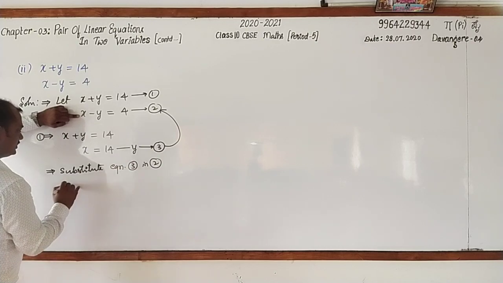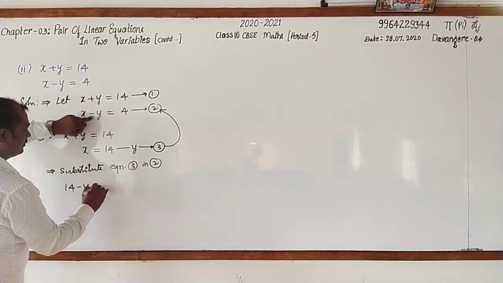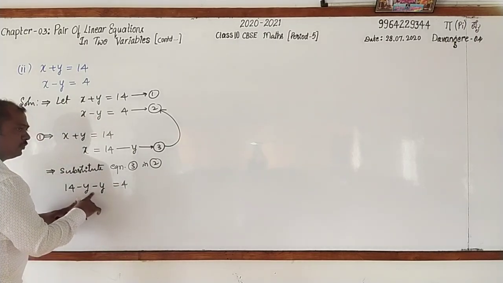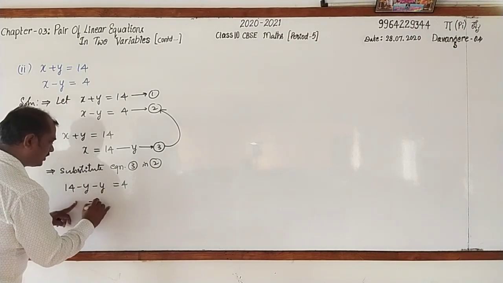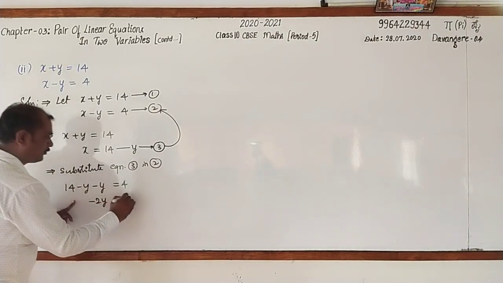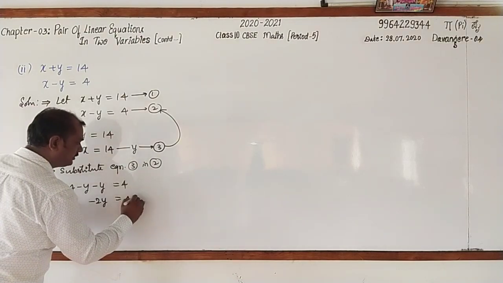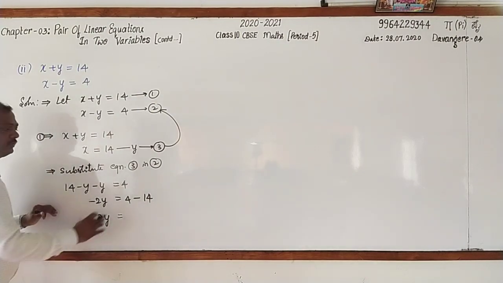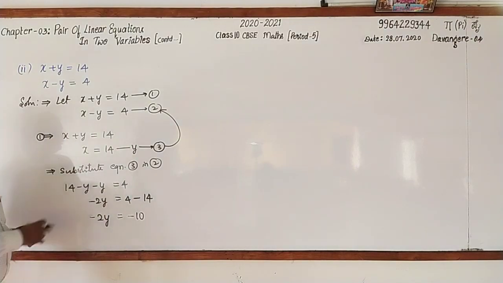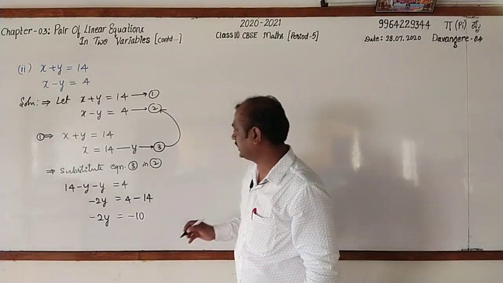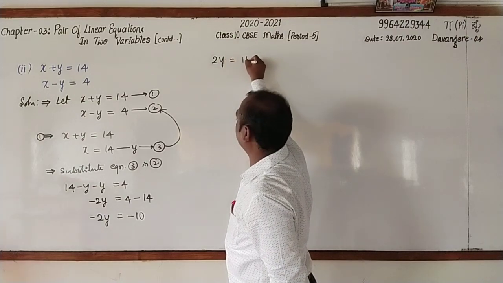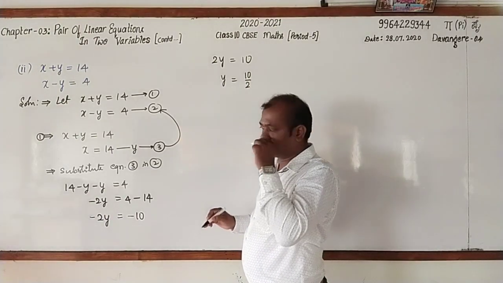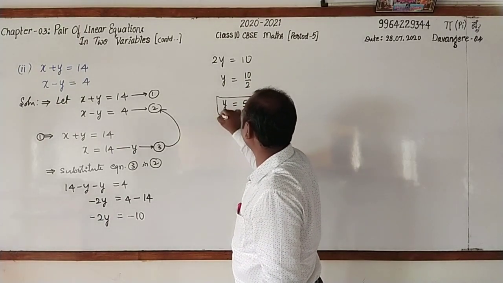Then observe x minus y. What is x? It is 14 minus y. Then minus y equal to 4. Next, solve y. So minus y minus 2y is equal to 4. Transfer 14 to the right hand side, becomes minus 14. Then this is minus 2y is equal to 4 minus 14 is minus 10. Minus gets cancelled. Then you will get 2y is equal to 10. Next, y is equal to 10 by 2. Then y is equal to 5.